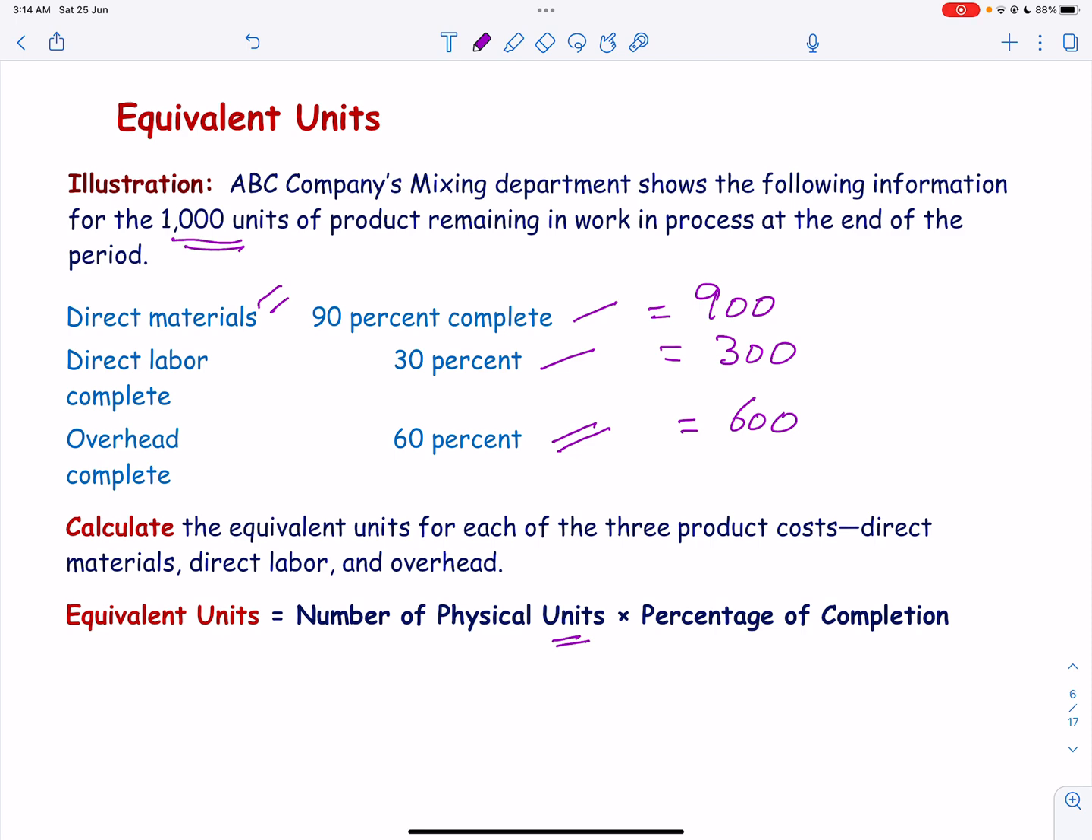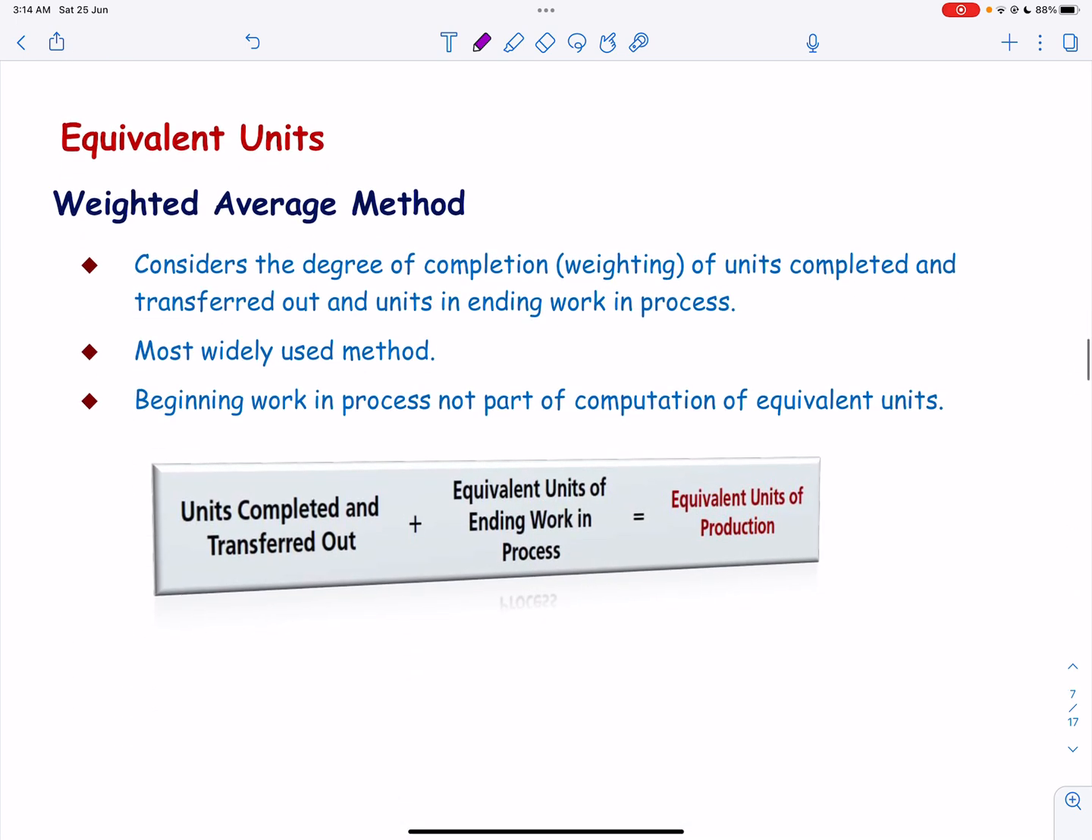In the next slide, we will discuss weighted average method. Under the weighted average method, equivalent units are calculated based on two things. Number one, units completed and transferred out, and number two, units in ending work in process inventory. Units completed and transferred are finished units and will always be 100% complete for equivalent unit calculation for direct material, direct labor, and overhead. For units in work in process, we would take the units unfinished times a percent complete. The percent complete can be different for direct material, direct labor, or overhead.